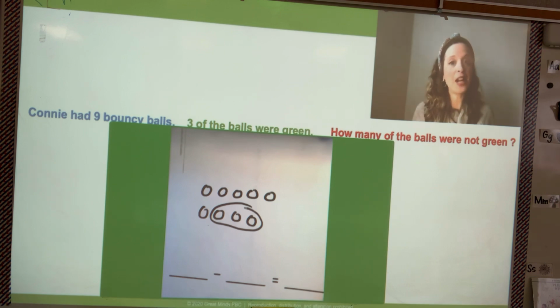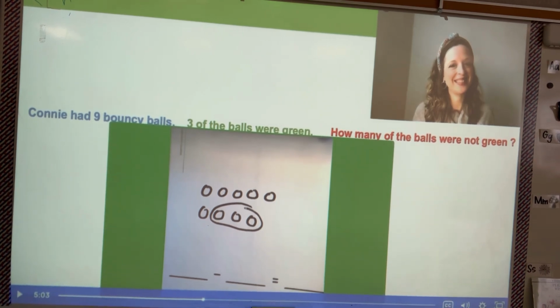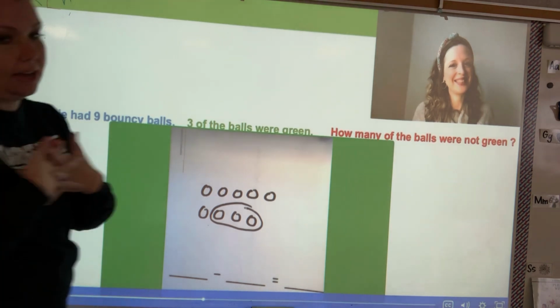Pause the video and draw your number bond. Okay, so let's pause it. Go ahead and draw your number bond. Hold it up to show me when you're done.